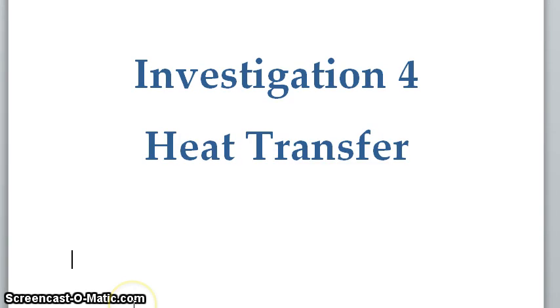Okay, today we're going to be talking about heat transfer. We've been going over this the last few days in class. We've talked about radiation. Now we're going to focus a little bit more on conduction.